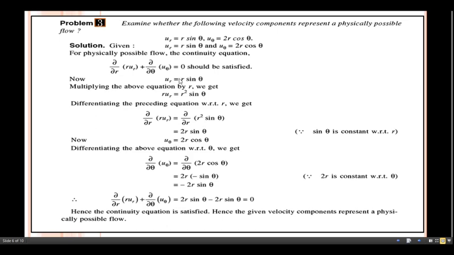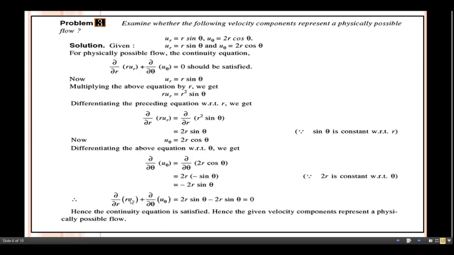Now the next term, u_θ is given as 2r cos θ. To get this term ∂/∂θ (u_θ), differentiate this term with respect to θ. So what do we get here? ∂/∂θ of 2r cos θ. 2r will remain constant here with respect to θ. What about the derivative of cos θ? Minus sin θ. So what do we get here? Minus 2r sin θ. In this way you can get it. My ultimate aim is to check this relation.